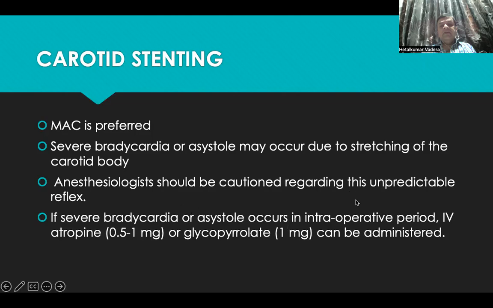Anesthesiologists should be cautioned regarding this unpredictable reflex. So whenever they do it, they tell us that they are doing dilatation so that we can be ready with atropine and all those drugs. If severe bradycardia or asystole occurs, we should go for IV atropine 0.5 or 1 mg, or glycopyrrolate can be administered, and it responds very nicely to this treatment.